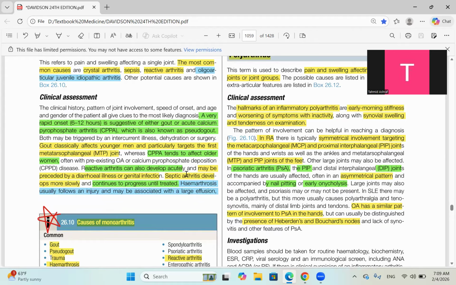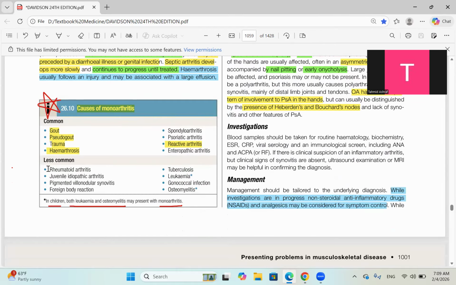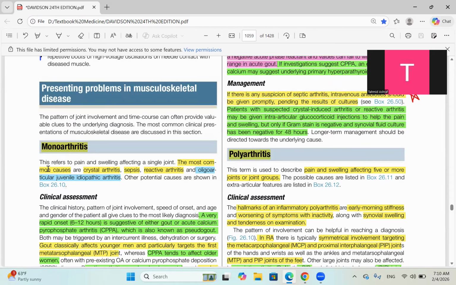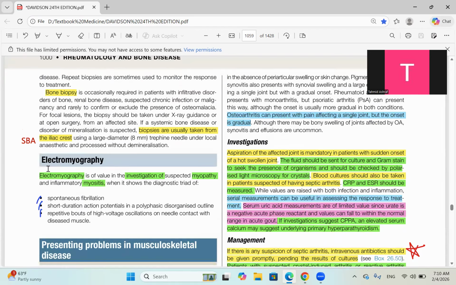Okay. So the septic arthritis develops more slowly. The reactive arthritis develops quickly, and gout and pseudo-gout also develop acutely. The septic arthritis develops more slowly than these two kinds of diseases and continues to progress until treated. Hemarthrosis, that means bleeding inside the joint, usually follows an injury and may be associated with a large effusion. If there is hemarthrosis, there is large joint effusion, that means large swelling of the joint.